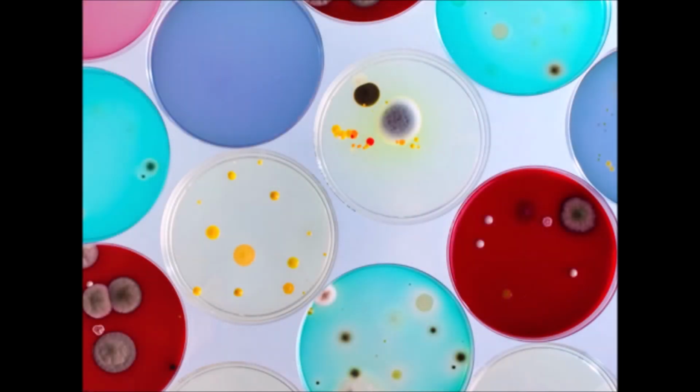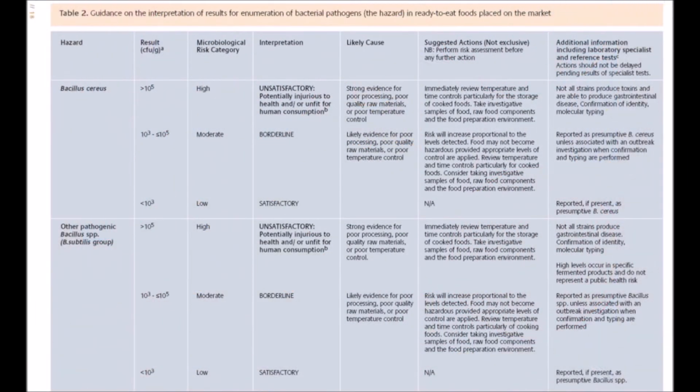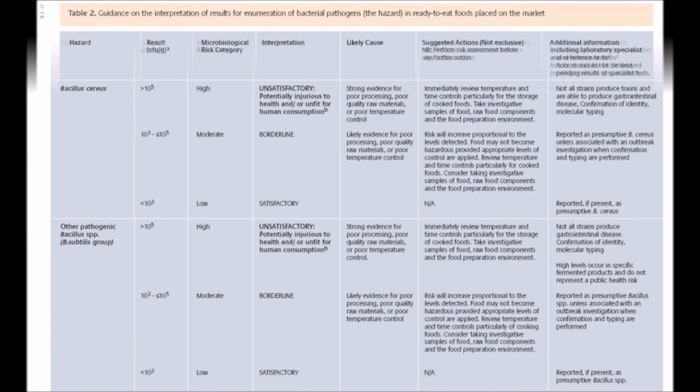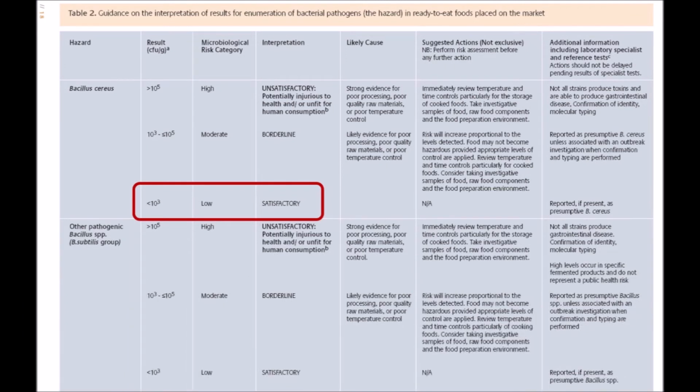In the second approach, pathogens that require 1 gram of sample are considered, for example, Bacillus cereus, Staphylococcus aureus, Clostridium perfringens, and in some cases, Listeria monocytogenes, etc. Data for comparison is shown in Table 2 of the guidelines. Using Bacillus cereus as an example, a count of less than 10 to the power 3 colony-forming unit per gram of the food sample is considered satisfactory, meaning the food is of low microbiological risk and therefore safe for human consumption.